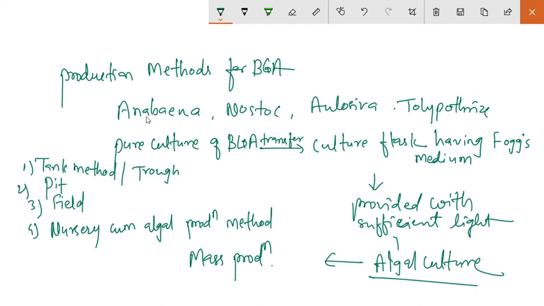First of all, blue-green algae are used for the algal culture. The pure culture is transferred to a culture flask having the Fogg's medium and provided with sufficient light. The algal culture will be produced, and this culture is used for mass production. Mass production can be carried out by 4 methods: tank or trough method, pit method, field method, or nursery cum algal production method.